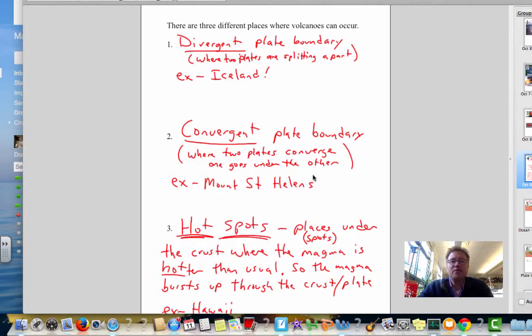Then, of course, we can have volcanoes forming at a convergent plate boundary, where one plate is subducted under another. When that plate goes underneath, it melts the crust that has gone underneath, and that melted rock is very gaseous and wants to explode and comes up, and you get a very explosive type of volcano at a convergent plate boundary. Mount St. Helens is an example of that.